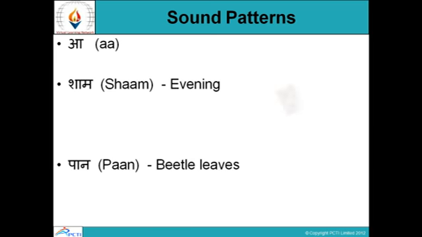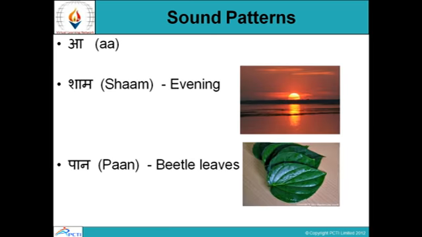Now the long sound of ah. That was a small sound a; this is the long sound ah. Double A represents the long sound of ah. So the first word is sham. Sham is what? Evening. You can see in the picture the evening scene when the sun sets. We call it sham.